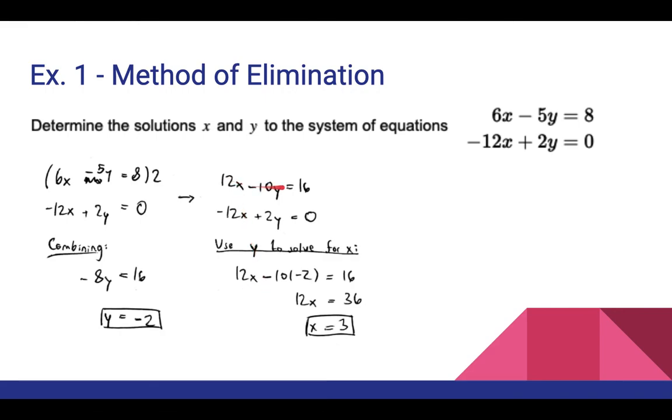So we focus on 12x minus 10y equals 16. So we get 12x minus 10 times negative 2 equals 16, which when we simplify gives us 12x equals 36, or x equals 3. And thus is the method of elimination that you should have covered in Algebra 2 and pre-calculus.